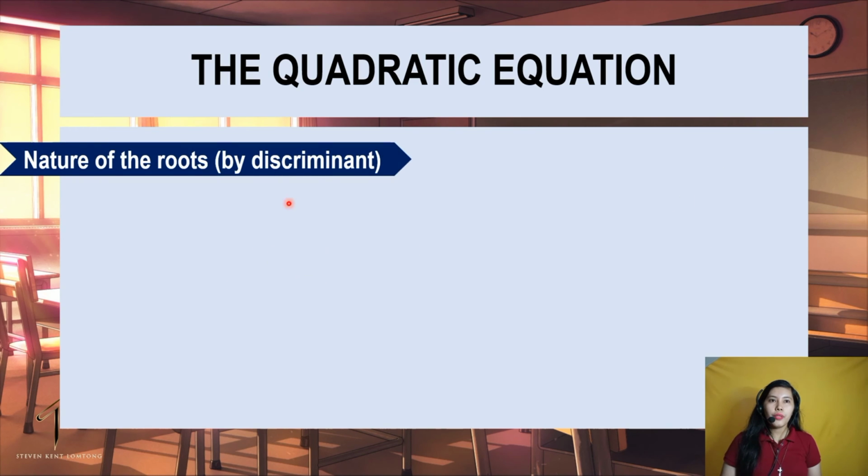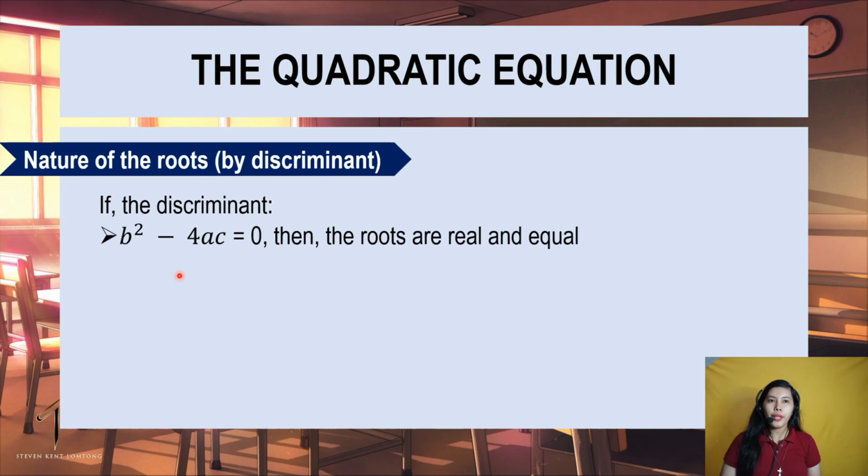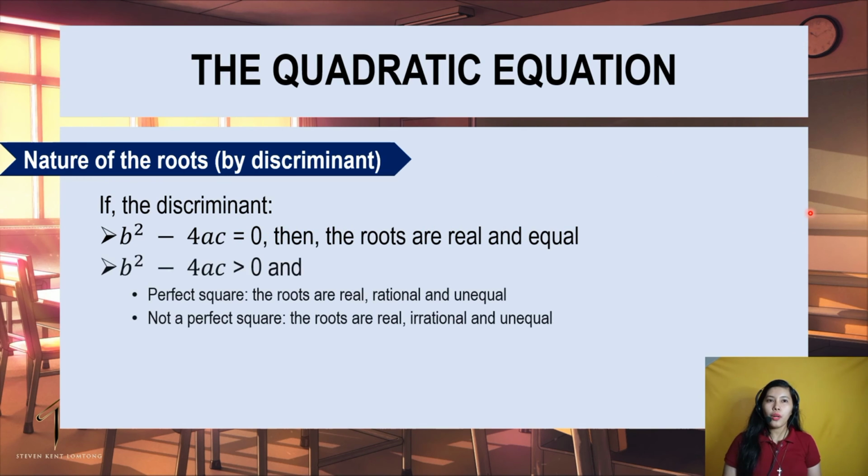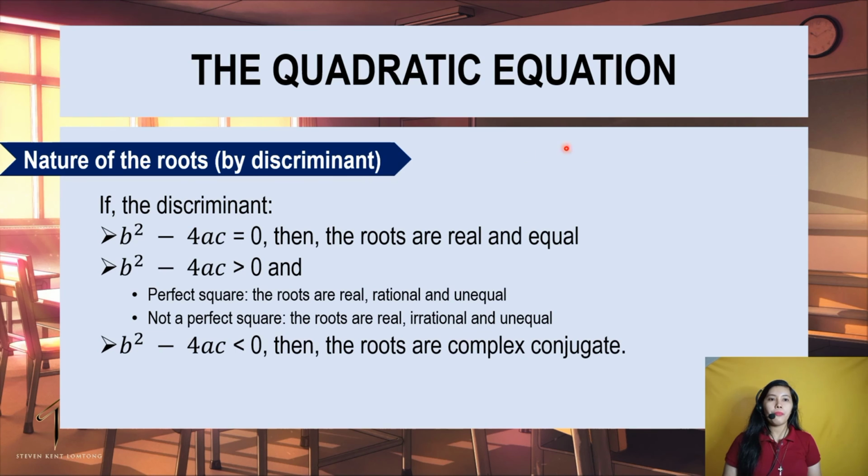Now, the nature of the roots by the discriminant. If the discriminant b squared minus 4ac is equal to 0, then the roots are real and equal. If b squared minus 4ac is greater than 0 and a perfect square, then the roots are real, rational, and unequal. But if b squared minus 4ac is greater than 0 and not a perfect square, then the roots are real, irrational, and unequal. Then if b squared minus 4ac is less than 0, the roots are complex numbers.